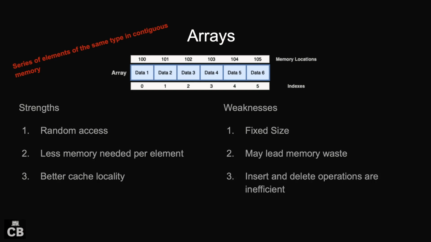Also, insertions and deletions are inefficient. For example, if you want to delete data 1 from this array, you should shift other elements to the left side. So to execute one delete operation, in the background there are 6 different operations to be done.